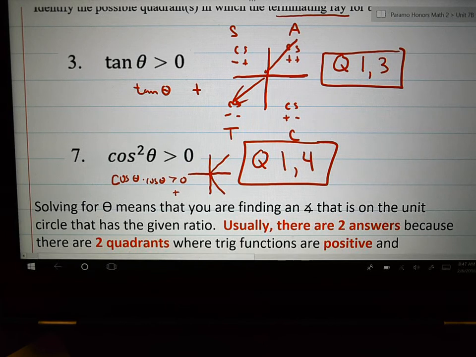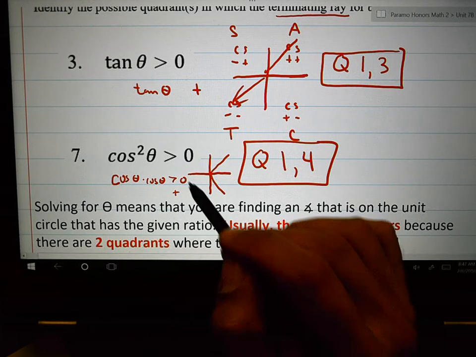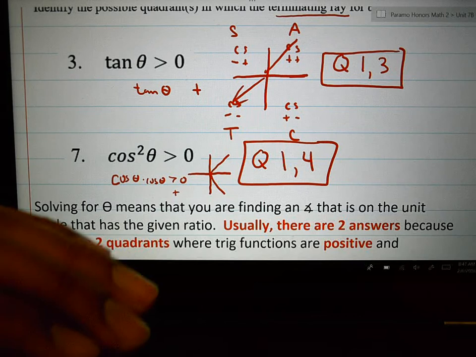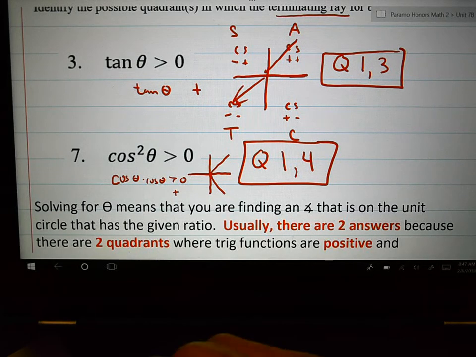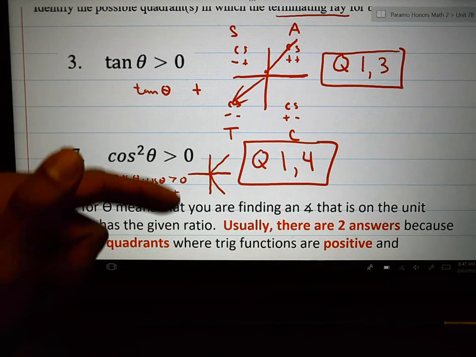But what if the angle was negative? If it was negative, a negative times a negative still equals a positive. It can still only terminate or be in quadrants 1 and 4. It's the only places that will be greater than 0. There's no way to get that thing times itself equaling the negative side.